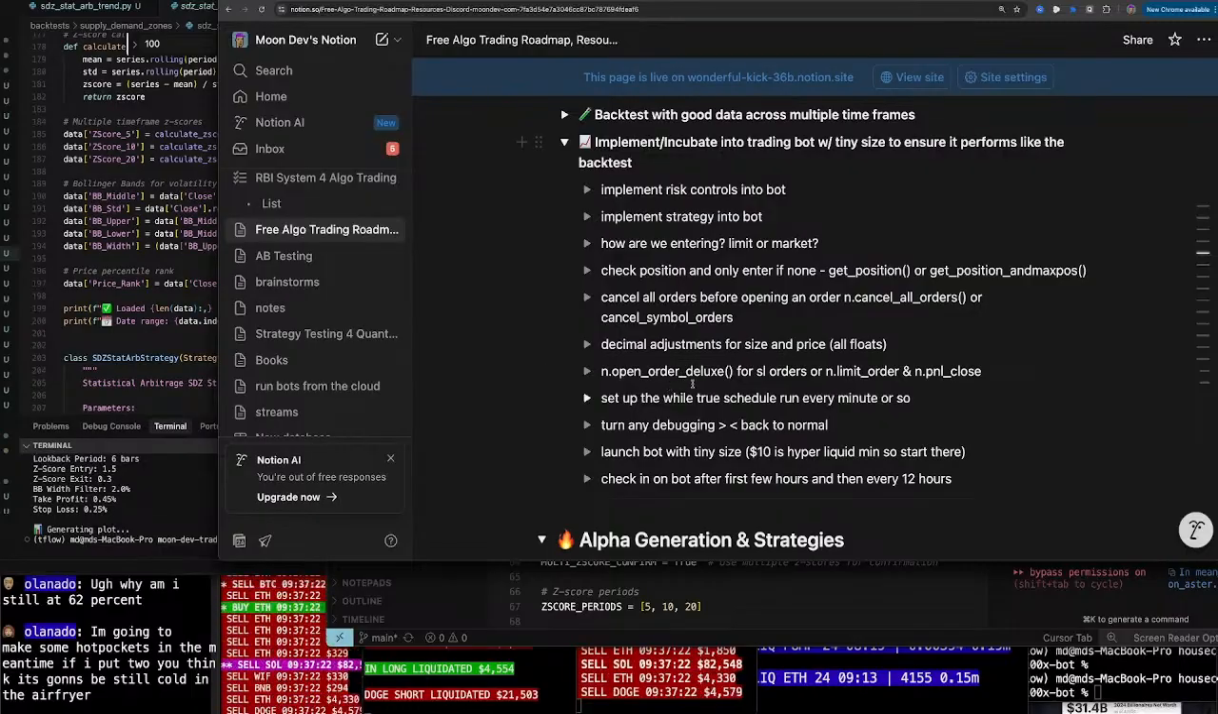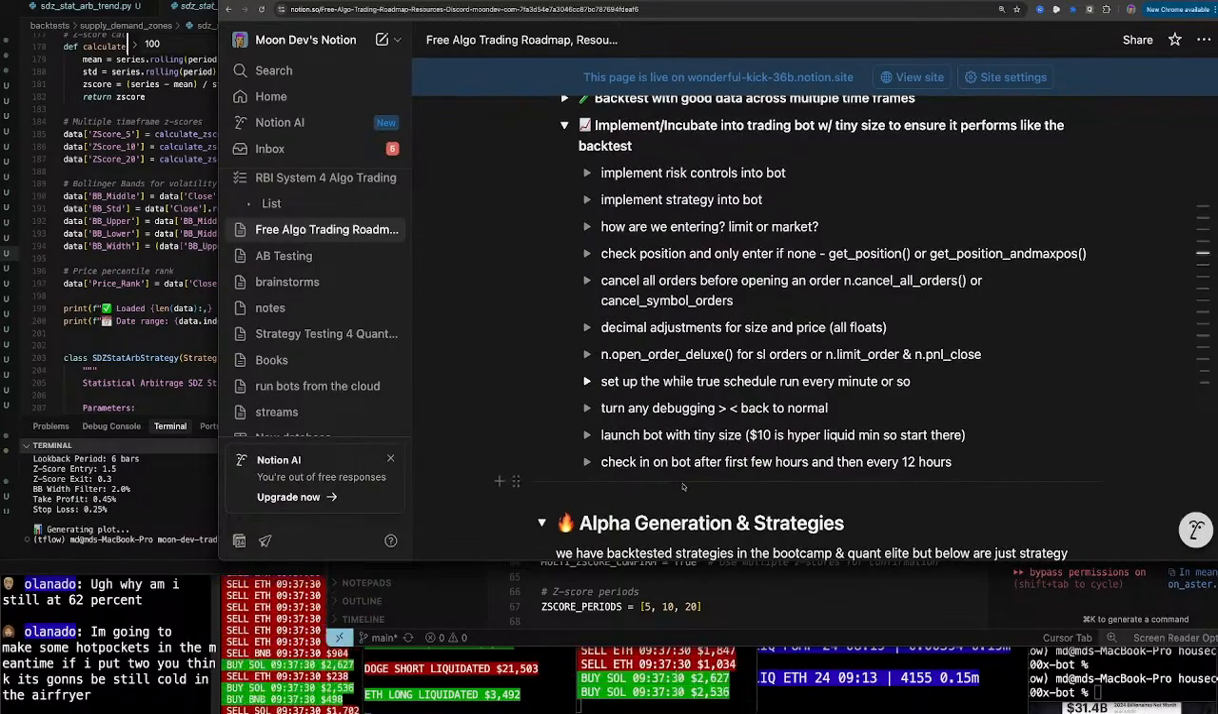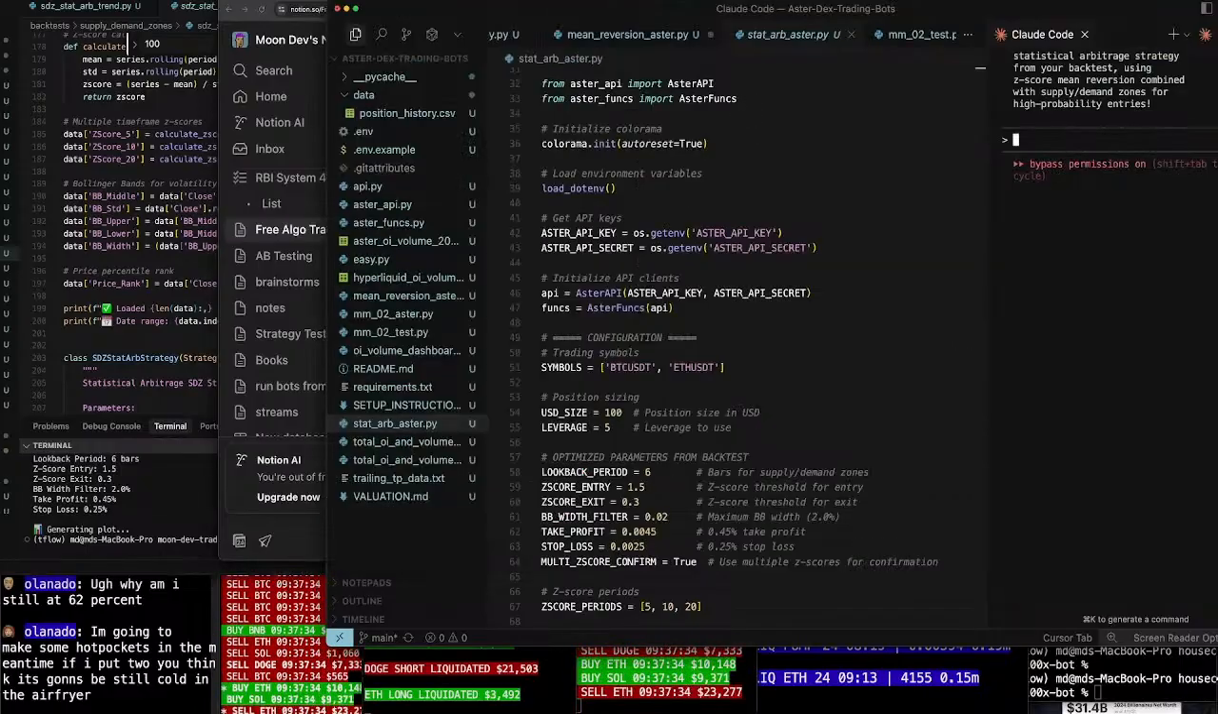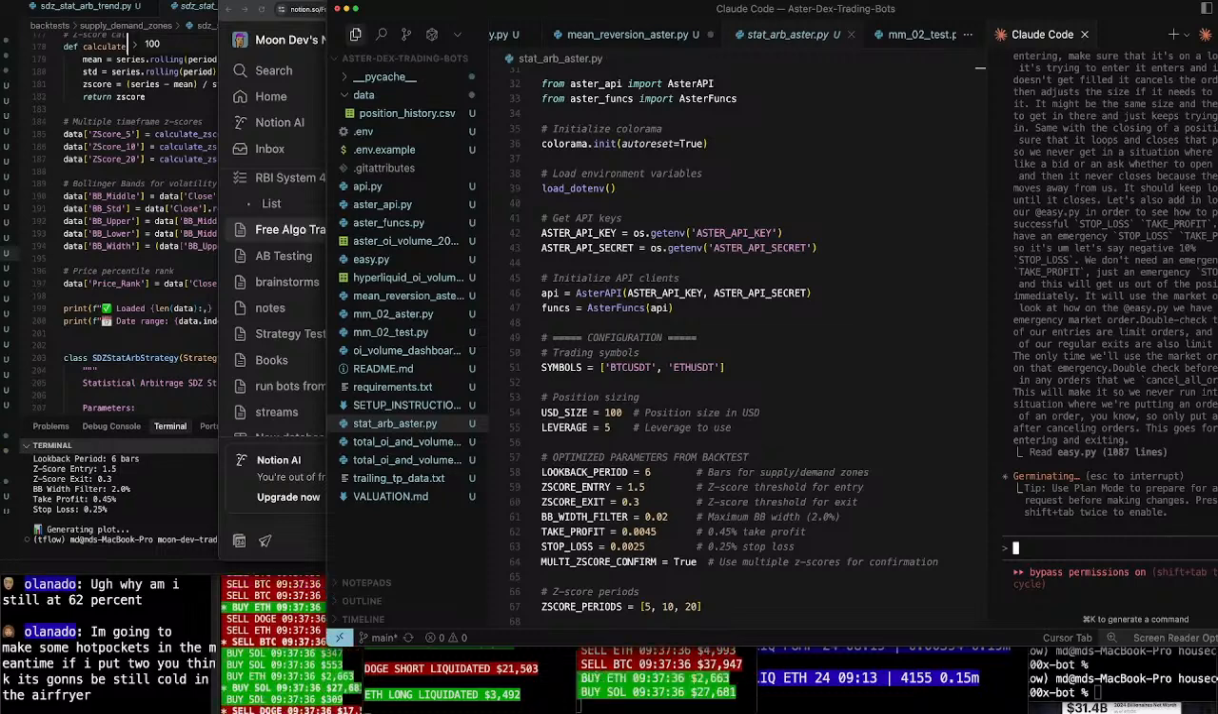Decimal places, n.open order deluxe. Set up the while true. Okay, turn on debugging. Launch with tiny size. Check in on the bot after the first few hours. I think this is a good prompt, and she's gonna get busy.